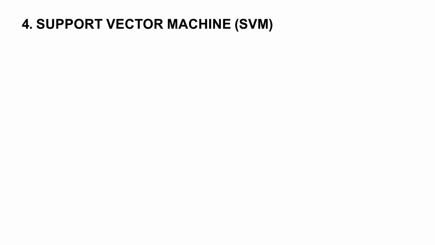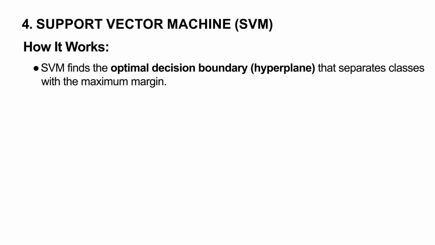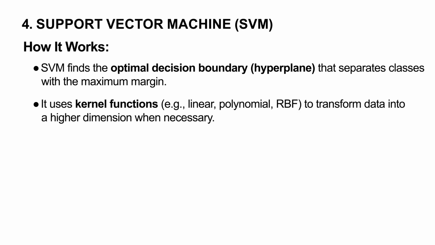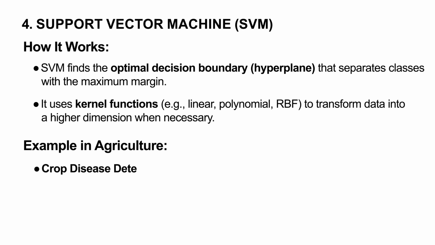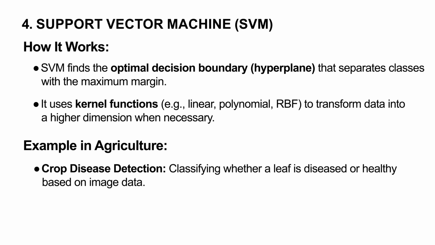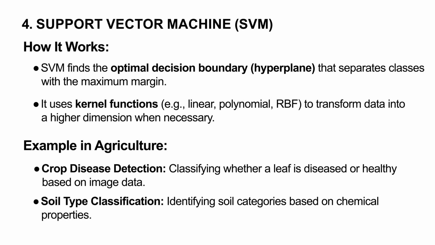Support Vector Machine, SVM. How it works: SVM finds the optimal decision boundary, hyperplane, that separates classes with the maximum margin. It uses kernel functions, e.g., linear, polynomial, RBF, to transform data into a higher dimension when necessary. Example in agriculture. Crop disease detection, classifying whether a leaf is diseased or healthy based on image data. Soil type classification, identifying soil categories based on chemical properties.